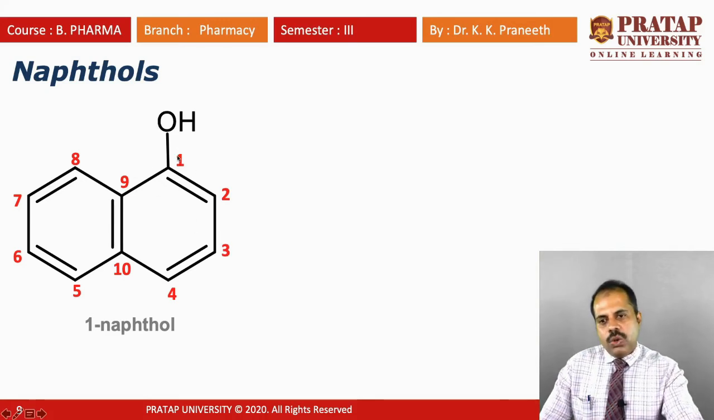So the numbering is shown here. You can see the numbering. This carbon is 1, this carbon is 2, 3, this carbon is 4. This is not 5, okay? 5 is this carbon, this second benzene ring carbon of this one, 5, 6, 7, 8. Then this fused part, where this fusing happened, this carbon is 9 and this carbon is 10.